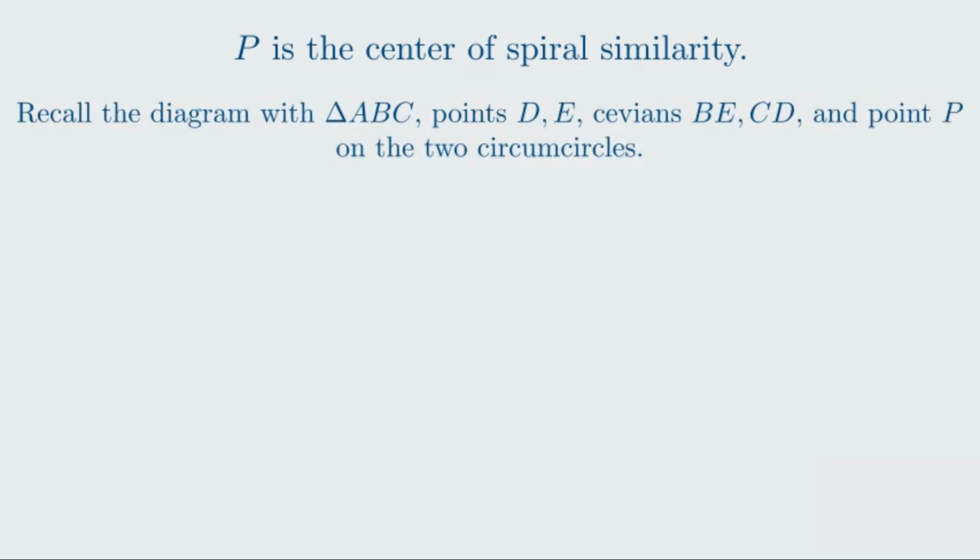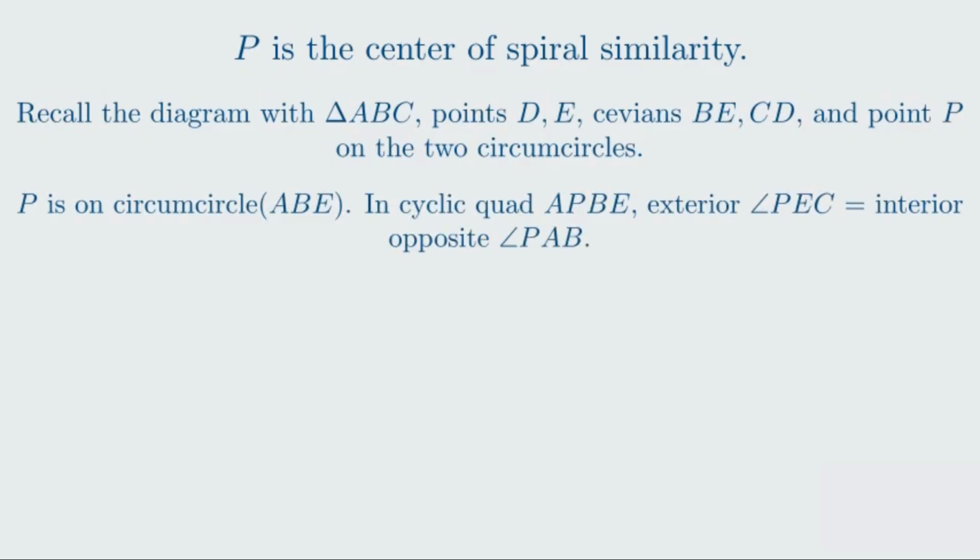First, let's use the fact that P lies on the circumcircle of ABE. In cyclic quadrilateral APBE, the exterior angle, angle PEC, is equal to the interior opposite angle, angle PAB. Remember, angle PAB is the same as angle DAB, so angle PEC is equal to angle DAB.